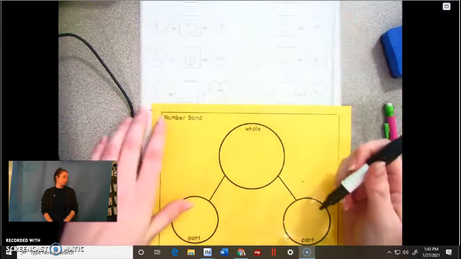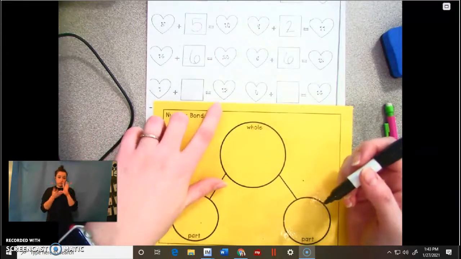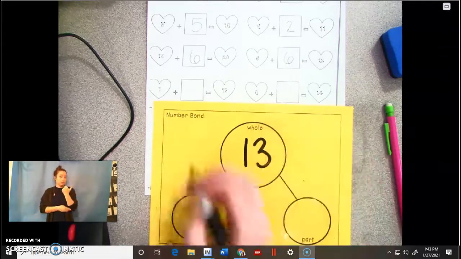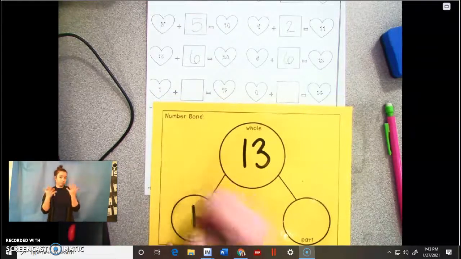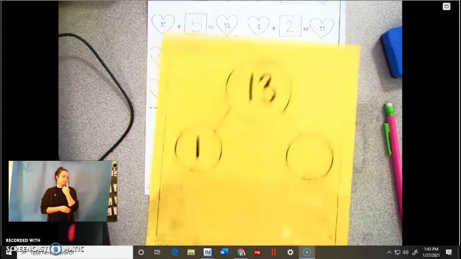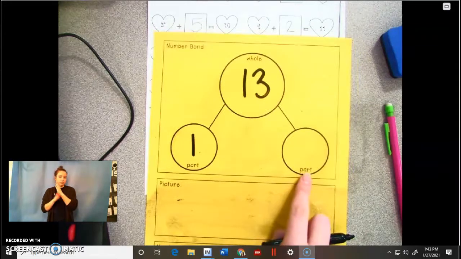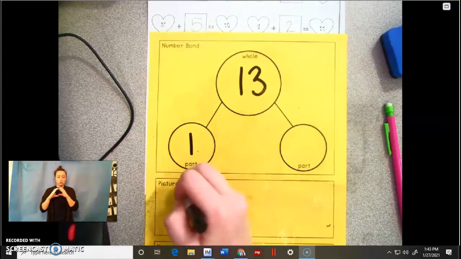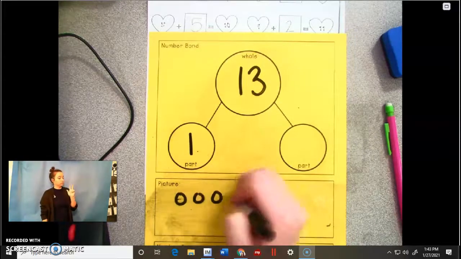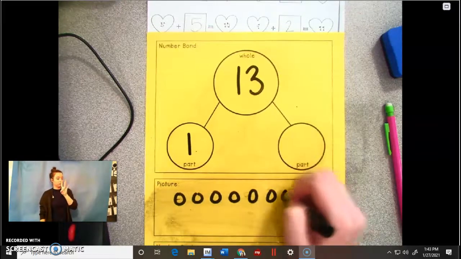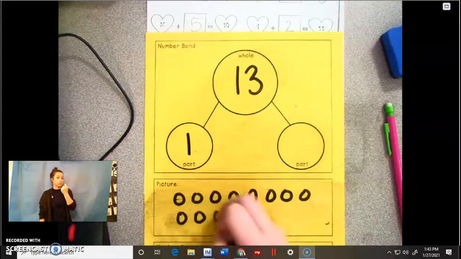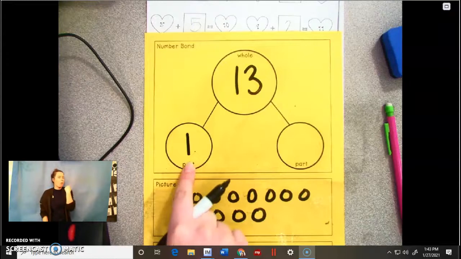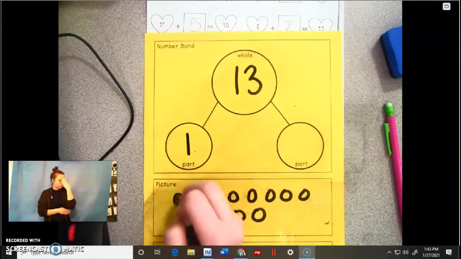All right, 1 plus something equals 13. We know 13 is our whole, or our answer, and the part we know is 1. Okay, so we have to figure out what the other part is. So I'm going to draw 13 circles, because that's how many we have in all. 1, 2, 3, 4, 5, 6, 7, 8, 9, 10, 11, 12, 13. And I'm only going to color in 1, because that's how many they told me I had.